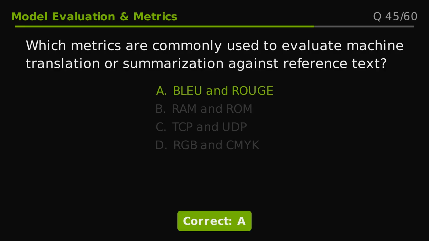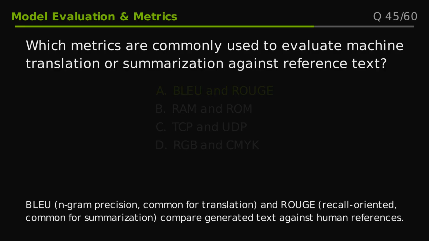The correct answer is B. BLEU is n-gram precision, common for translation, and ROUGE is recall-oriented, common for summarization. Both compare generated text against human references.